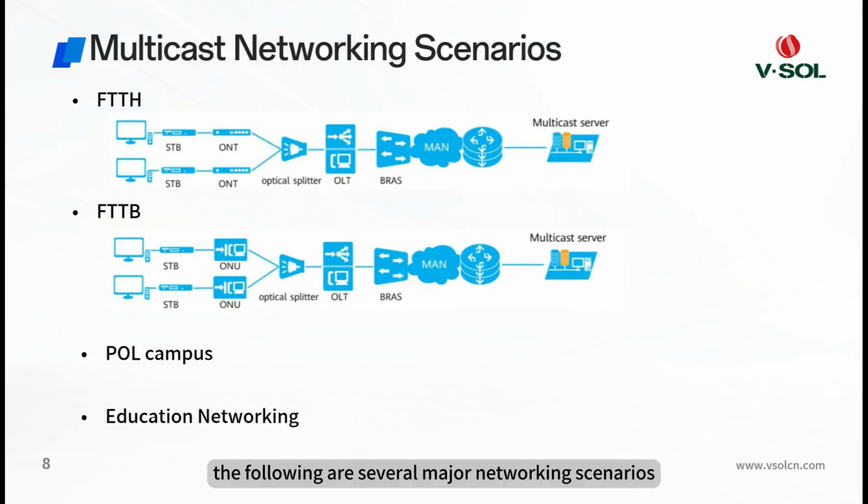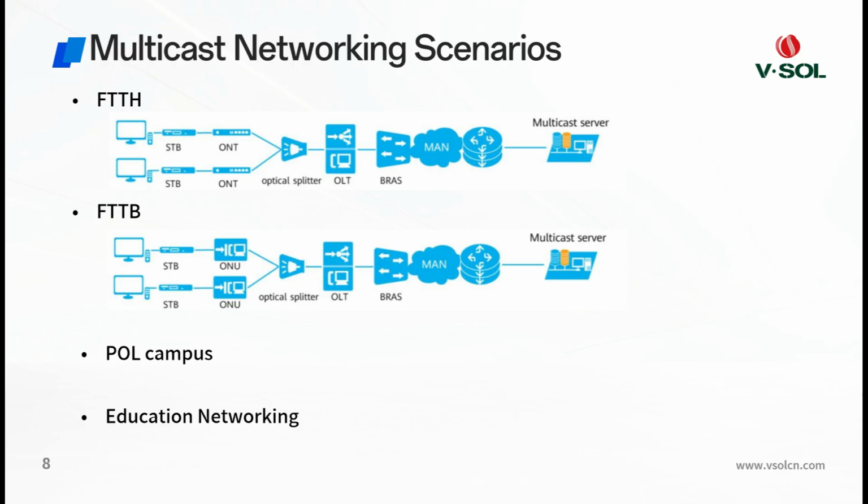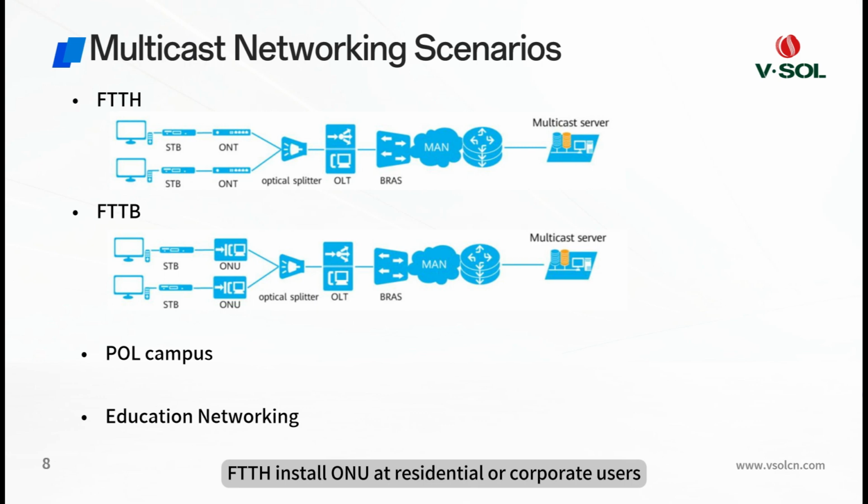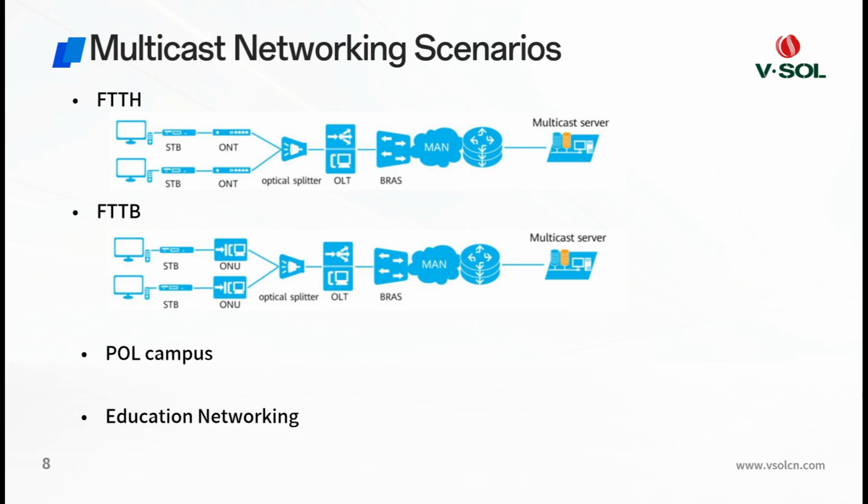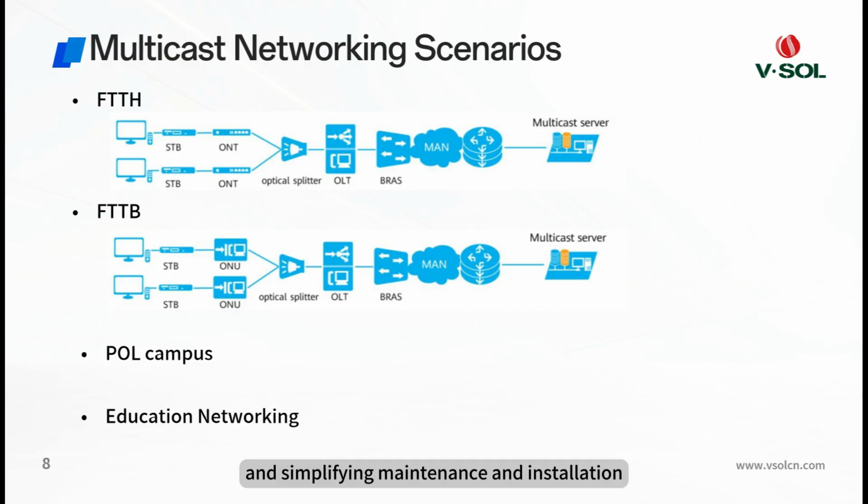The following are several major networking scenarios for multicast. FTTH install ONU at residential or corporate users. The significant technical feature of FTTH is not only providing greater bandwidth, but also enhancing the transparency of the network to data formats, rates, wavelengths, and protocols, relaxing requirements for environmental conditions and power supply, and simplifying maintenance and installation.